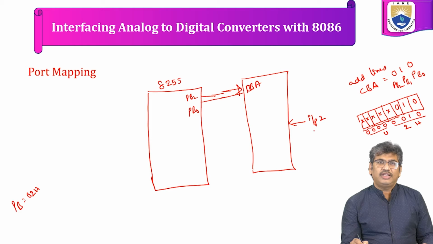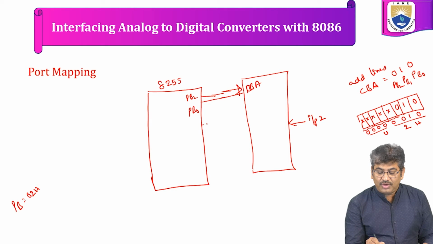Once the input is selected from 8255, we have to generate an SOC signal to the ADC on the line of port C.